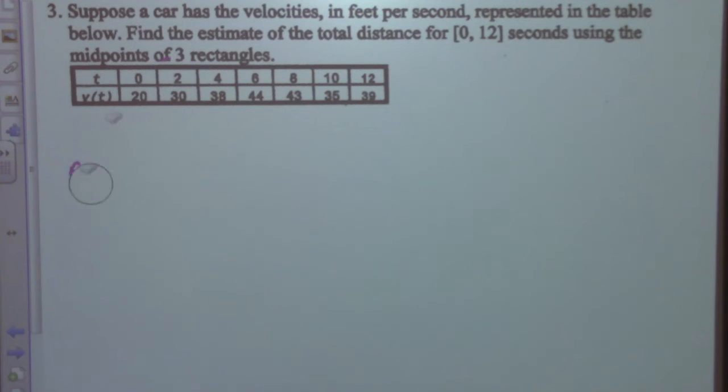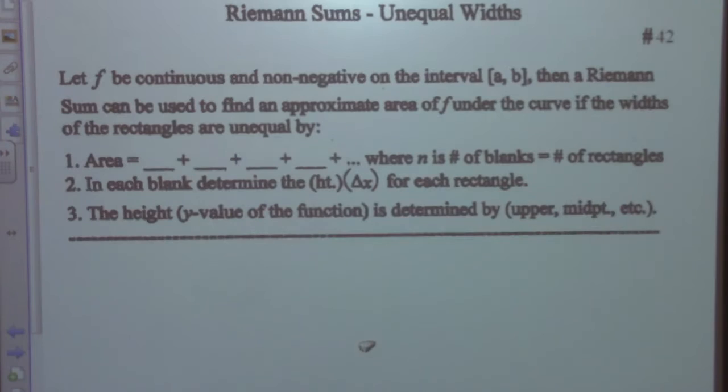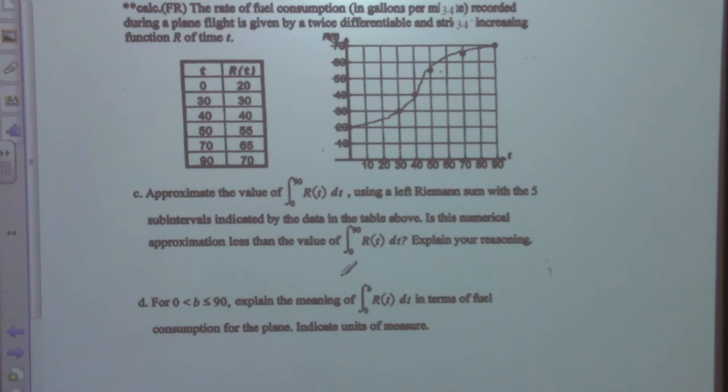So the next note card we go to is 42. And 42 has to do with the same thing, but with rectangles that have unequal widths. I guess the reason for that will be obvious when we look at a table. Otherwise, it's the same. I'm not going to dwell on this.